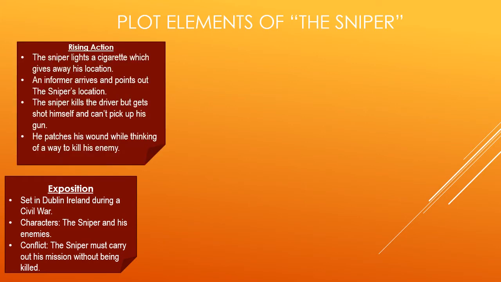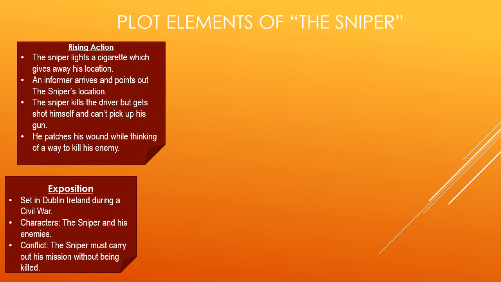So our rising action. The sniper lights a cigarette, which gives away his location. That's one event, and he gets shot at. Then an informer arrives, an old woman. She's an informer, or if you want to call her a snitch. She arrives and points out the sniper's location.